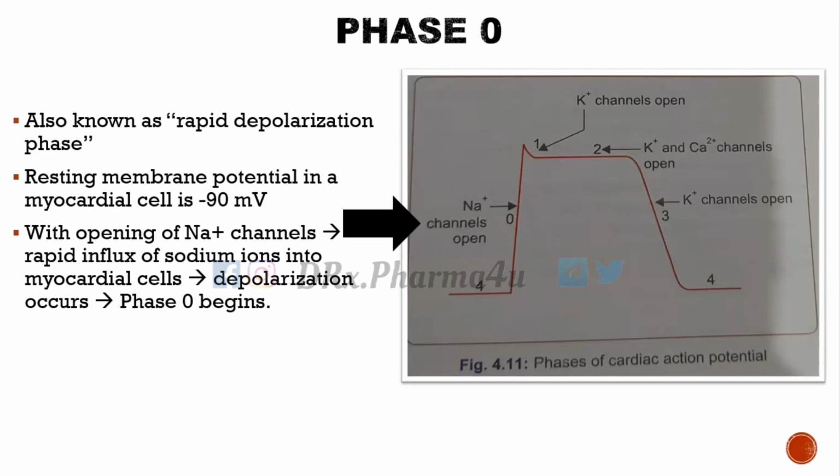The resting membrane potential in a myocardial cell is minus 90 millivolts. When sodium channels are open, there is a rapid influx of sodium ions into myocardial cells and depolarization occurs, as a result of which phase 0 begins. So when sodium channels open, sodium ions enter the myocardial cells, and that is the starting phase of depolarization.